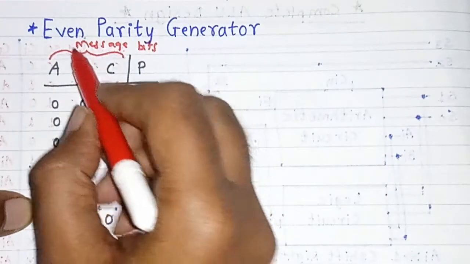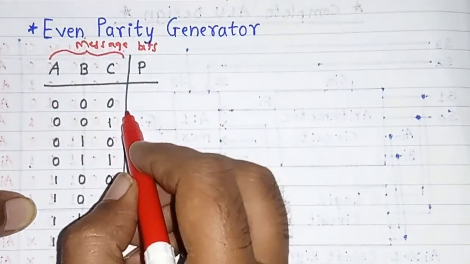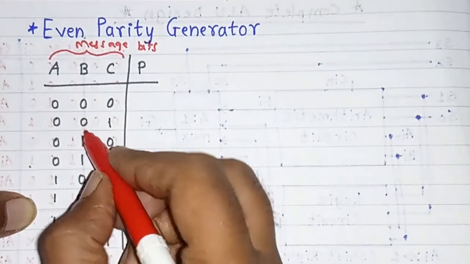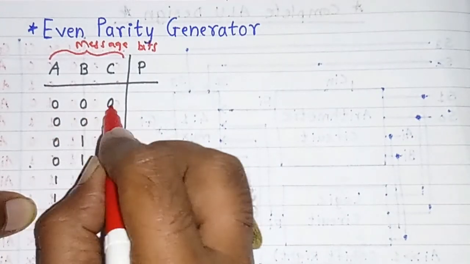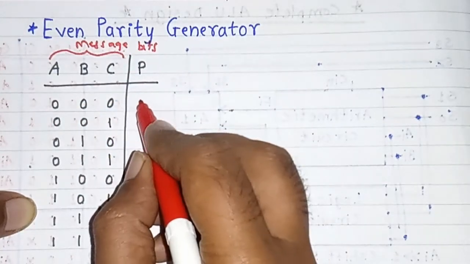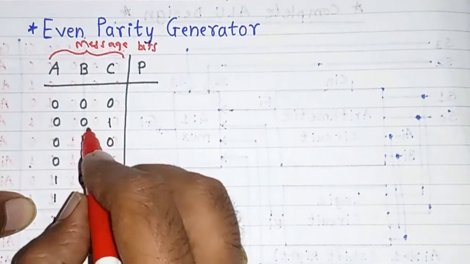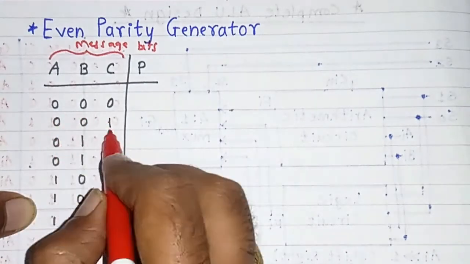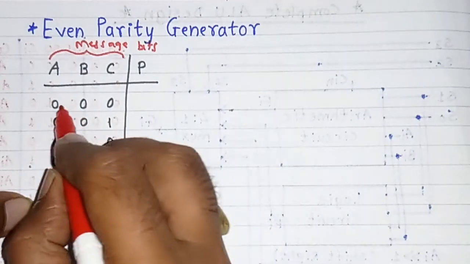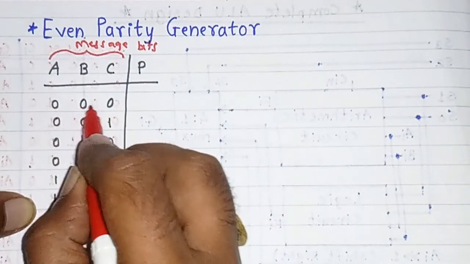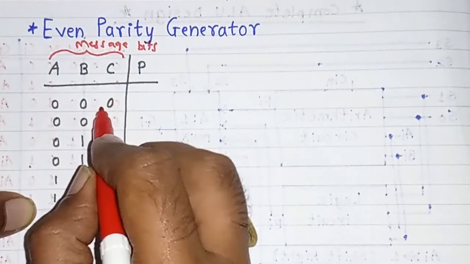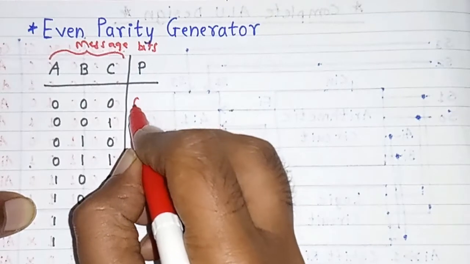For the even parity generator, the transmitter has to send an even number of ones. That means if there is an odd number of ones in the message bits, then the even parity generator will add 1 as the parity bit. If the number of ones in the message bits is already even, then the parity will be 0. In these 3 bits 0 0 0, there is an even number of ones, that means zero ones, so the parity bit will become 0.